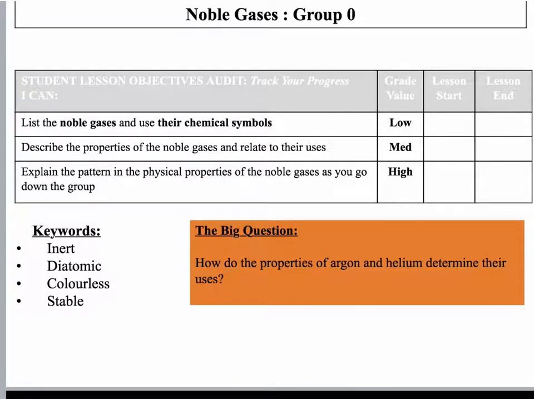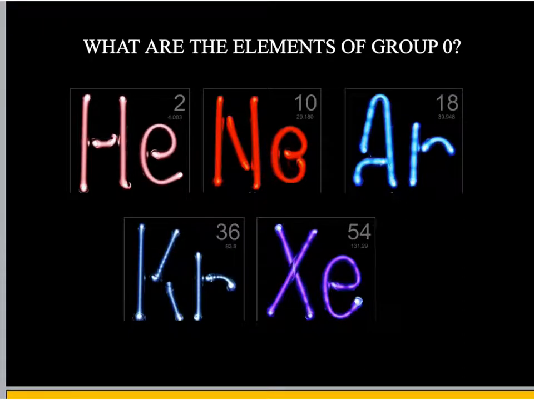We will also look at our big question, which is how do the properties of argon and helium determine their uses. 5 of the noble gases are on the screen at the moment. The last one is radon. Radon is highly radioactive, so we do not look at it at GCSE. The ones you need to know are helium, neon, and argon. Further down the group we have krypton and xenon.